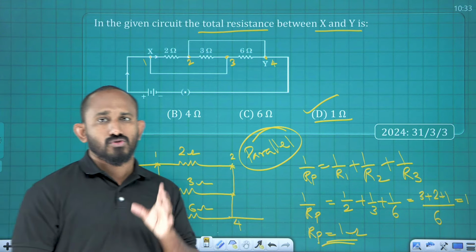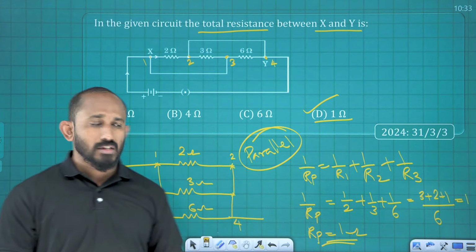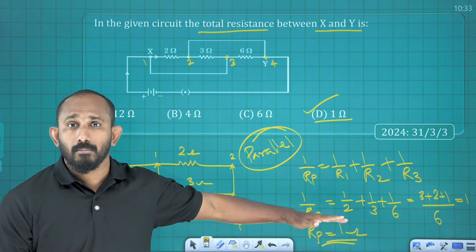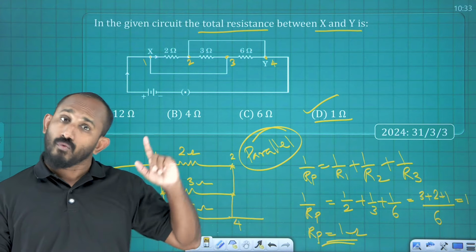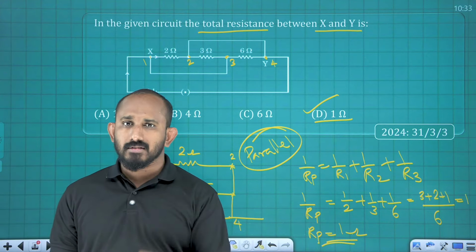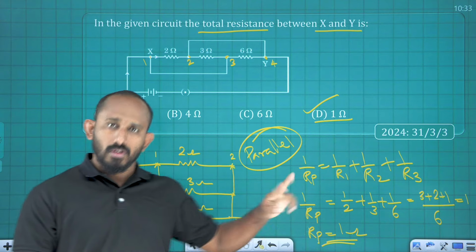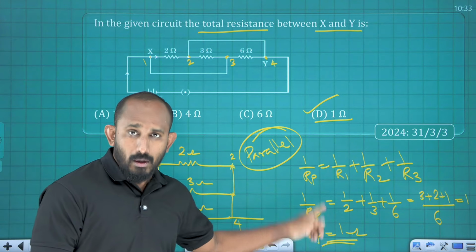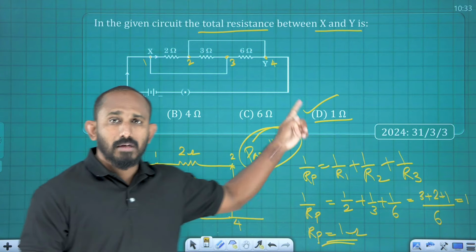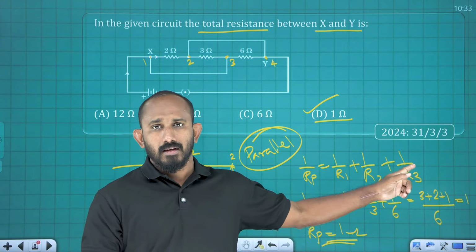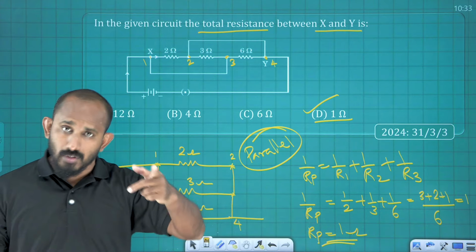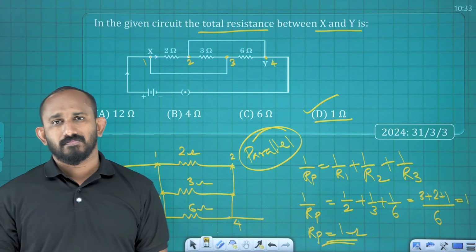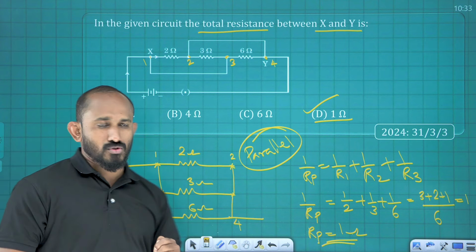Many students make the mistake that after doing the calculation they stop at 1 by Rp. No, that is the value of 1 by Rp. The effective resistance is Rp, so you have to reciprocate. So take care about this equation: 1 by Rp is equal to 1 by R1 plus 1 by R2 plus 1 by R3. After getting it, again you have to reciprocate the answer. That will be the final answer. Let's see the next question.